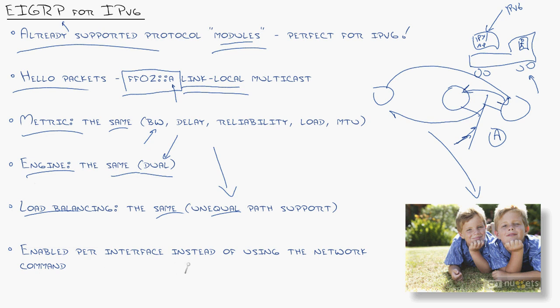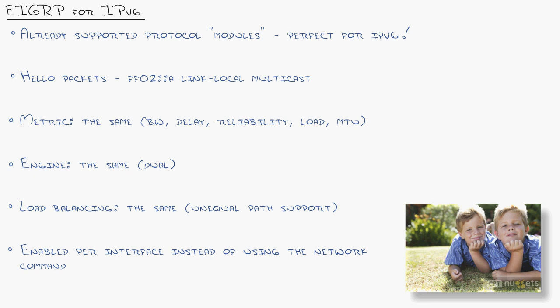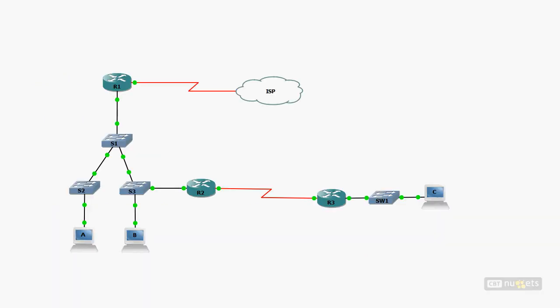And then finally, I'll say this for all routing protocols in the IPv6 world, they're enabled per interface instead of using the network command. So you remember in all our configurations, we've been typing in router EIGRP, autonomous system number, and then we type in network and what networks we want to enable EIGRP for. That is gone. What a great place to transition into the configuration.